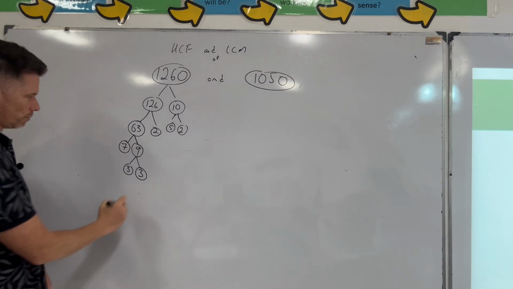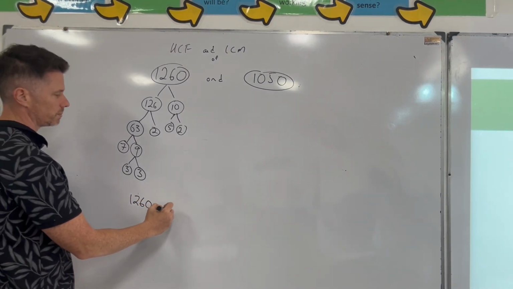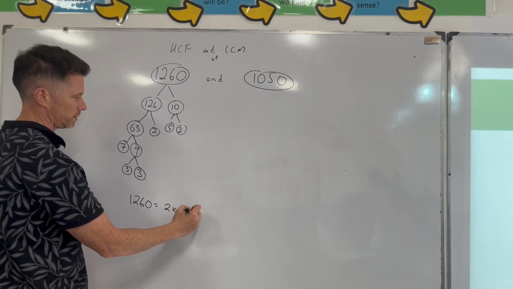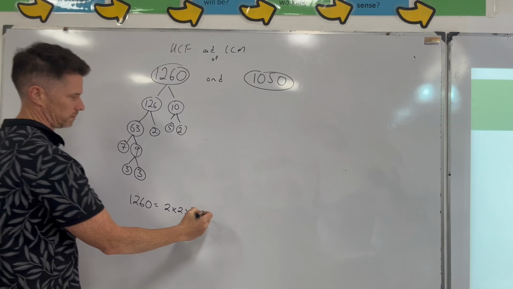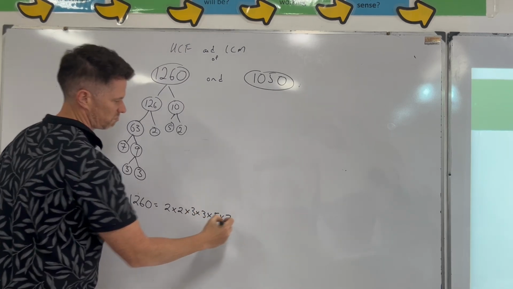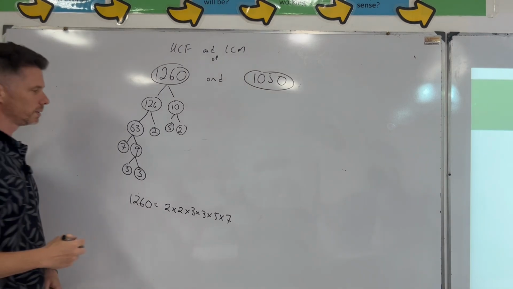Okay. I'm going to write 1260 as a product of its primes, or all its primes multiplied. So I got 2 2s, 2 3s, a 5, and a 7. Right. So far, that hasn't helped us get the highest common factor yet, or lowest common multiple, but it will.